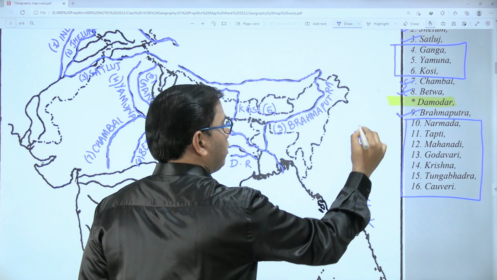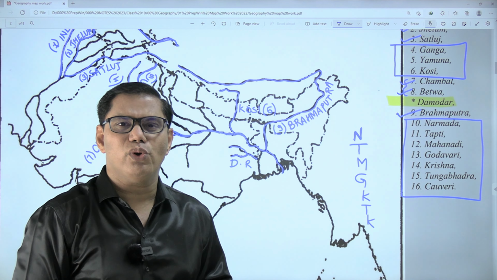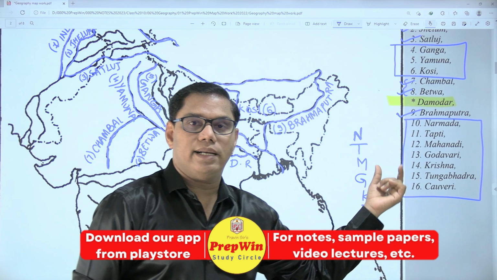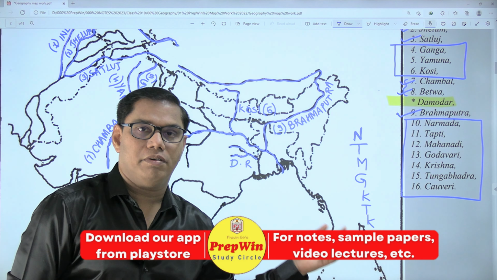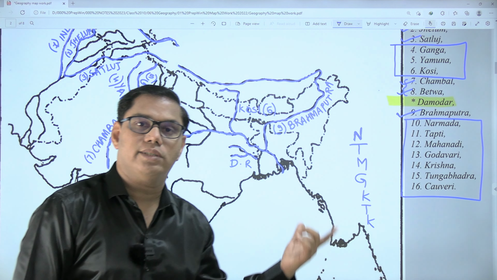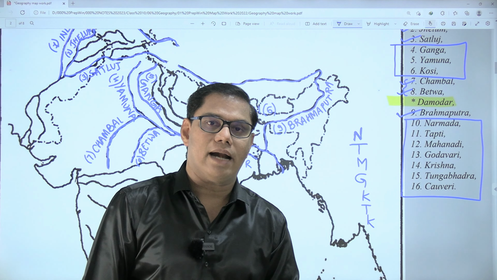N stands for Narmada River. T stands for Tapti River. Now you will say Tapti, Tapi. So in this syllabus it is written as Tapti River, whereas in the textbook it is written as the Tapi River. So whatever question you get in your examination, in your question paper, if you get this word Tapti, use the same word. And if you get Tapi, you can use that word. Right? NTM.